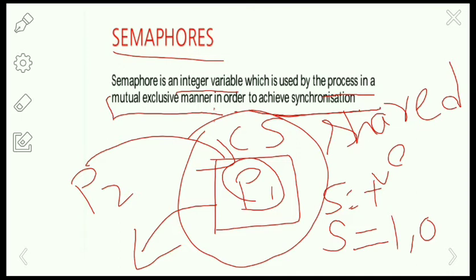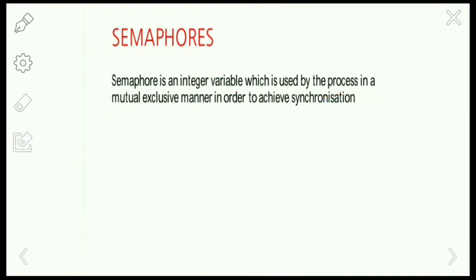If we are not using semaphores, then more than one process will try to enter the critical section, and a race condition will occur. If we are not using any of the inter-process communication solutions, then a race condition may occur here.